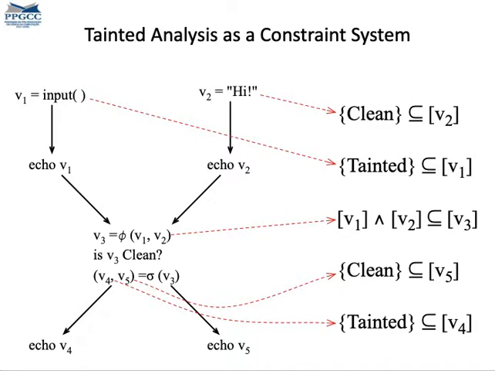And once we are done with the live range splitting, we can build constraints. These are the constraints that we use to solve tainted flow analysis. Can you solve them to see if we have any tainted variable arriving at some echo instruction?